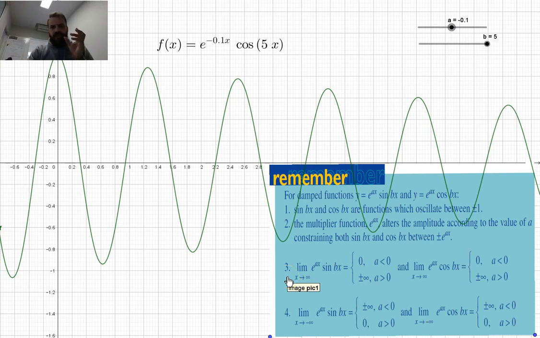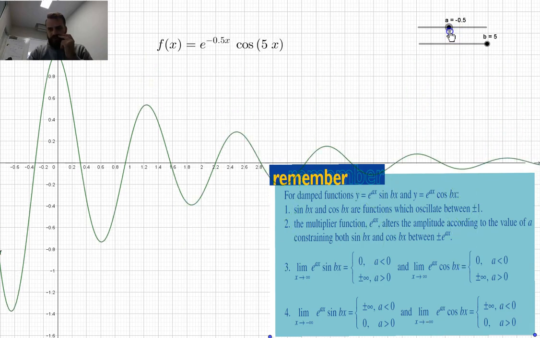Okay, and then this next bit here, the limit as x approaches infinity. So the limit as we move along our x-axis towards positive infinity. If a is less than 0, as x approaches infinity, then y approaches 0. That's what this means here. As x approaches infinity, the value of this function, if a is less than 0, will be 0.